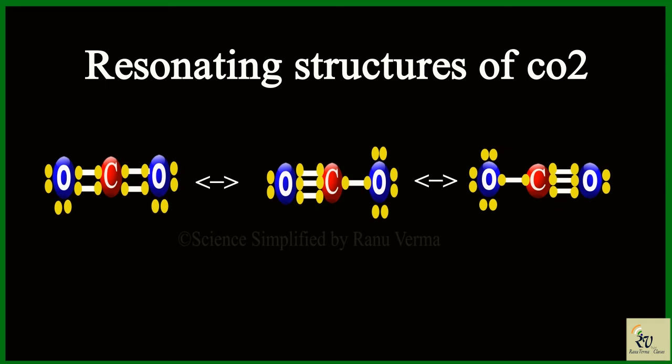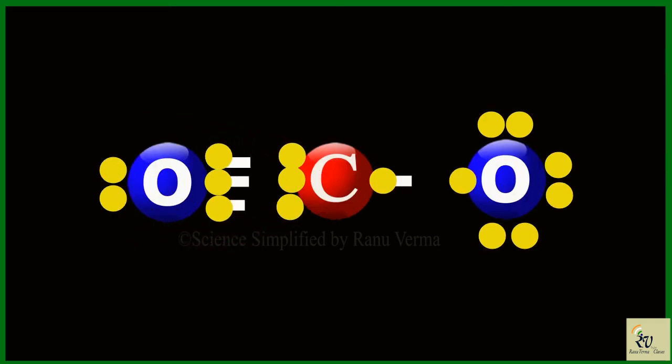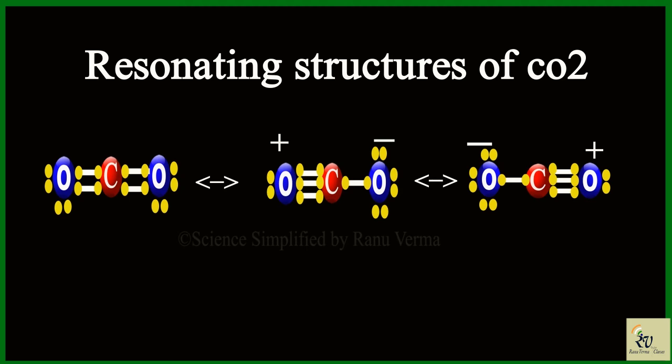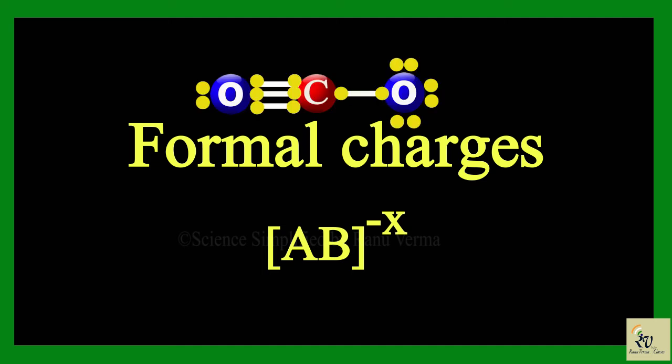This kind of structure occurs due to delocalization of electrons inside the molecule. The triple bond oxygen is carrying a +1 charge and the single bond oxygen is carrying a -1 charge, while the double bond oxygens and carbon do not have any charge. How can we find out these charges? The charge on an atom in a molecule is called formal charge. I am going to find out the formal charge of the second structure. For the other structures you can do it yourself.